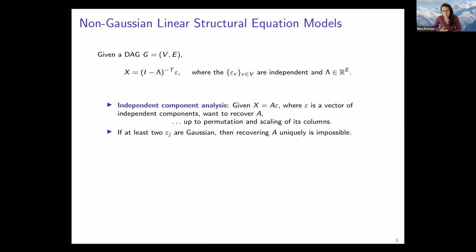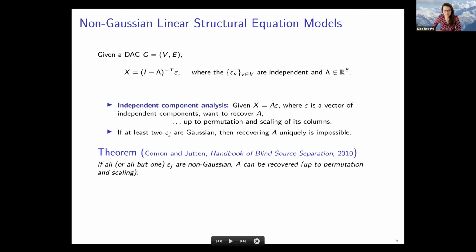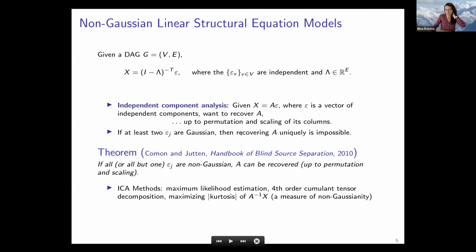So it turns out that if at least 2 of the epsilons are Gaussian, then recovering A uniquely is impossible. And this is also one reason why, if you have a Gaussian graphical model, you can only recover the graph up to Markov equivalence. But if all but one of the epsilons are non-Gaussian, then A can be recovered up to permutation and scaling. And there's a variety of methods for ICA, so this independent component analysis, that one can do to recover the matrix A. And so this problem, which has been studied for quite a while, becomes useful in our setting of learning linear structural equation models.